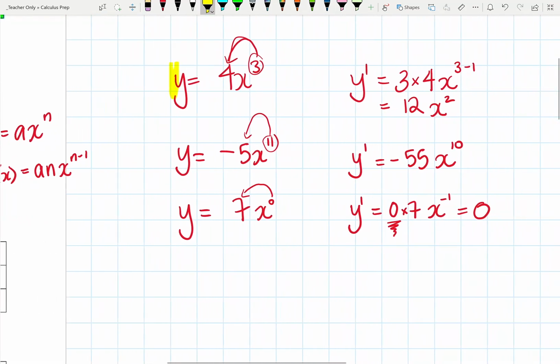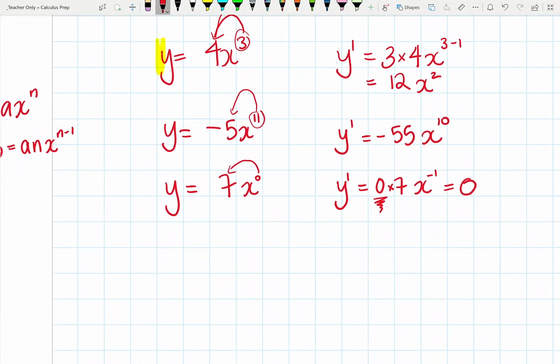The next example is, what do we do when we've got y equals x to the n? Let's say x to the 5. There's no number written out the front, so we know that 1 is implied. So the derivative is going to be 5 times 1 is 5x to the power of 1 less, which is 4.